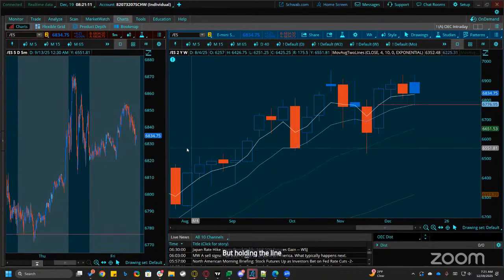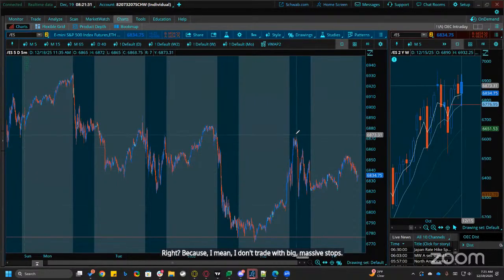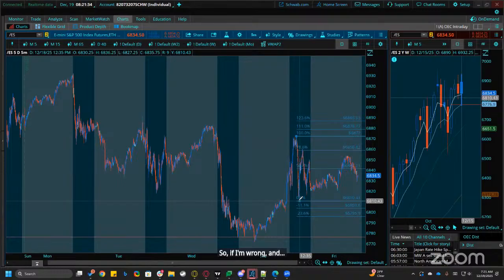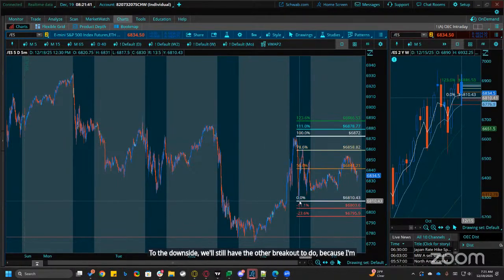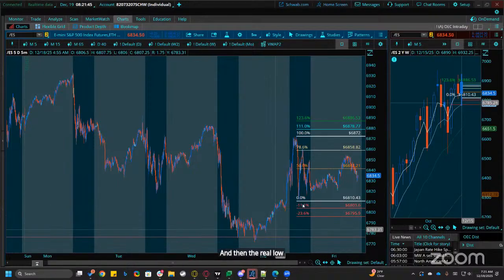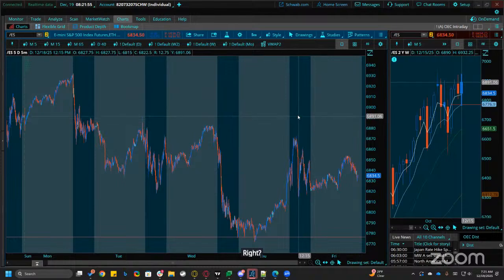But holding the line into today's close, if we break yesterday's high or yesterday's low, I would see it as an opportunity to take the other side. That's going to be the way I play it today. And if I'm wrong, the loss should be small, right? Because I don't trade with big, massive stops. So if I'm wrong and the breakout sticks to the downside, we'll still have the other breakout to do because I'm going to run the RTH and then the real low. Those are two different opportunities. And to the upside, if we're wrong, then we're just going to run it up to this other level and then try to run it above that, right? Recoup from the wrong trade and take the right one.